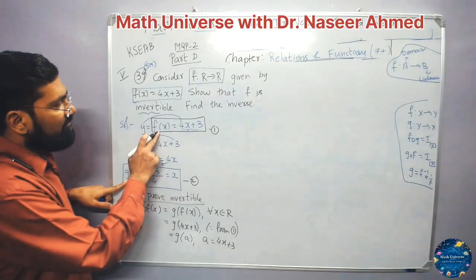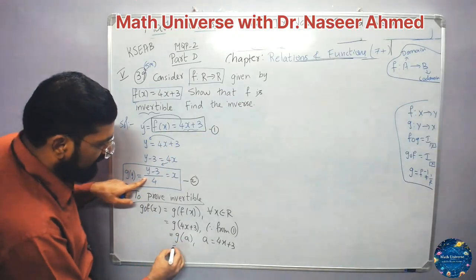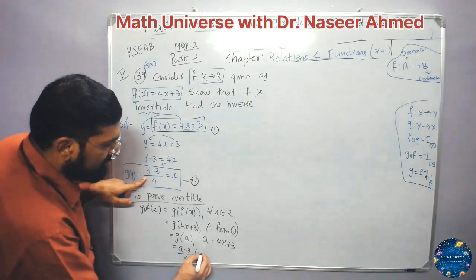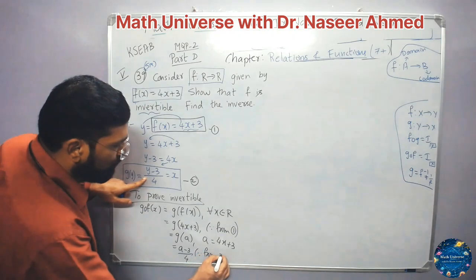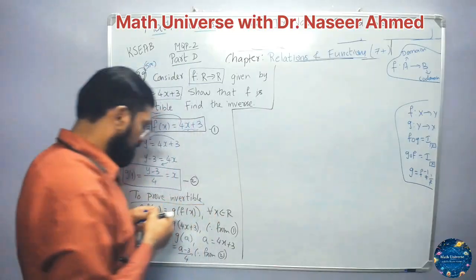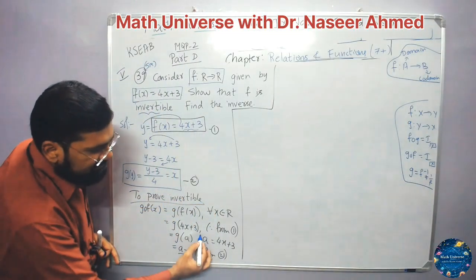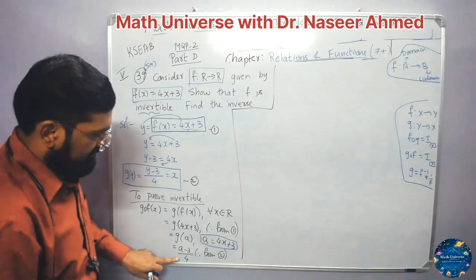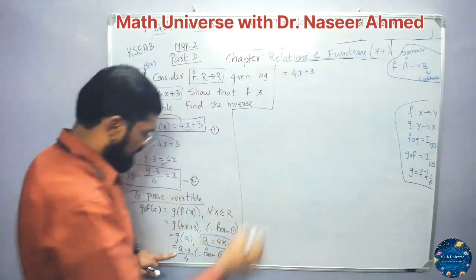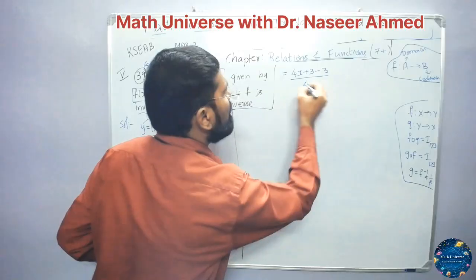Whenever f is there in equation number 1, so g of a. So in place of y, a. Substitute here: a minus 3 divided by 4. How I came to know this? From equation number 2. Now let us substitute back what is a. A is 4x plus 3. So in place of a, it is 4x plus 3, then minus 3, whole divided by 4.